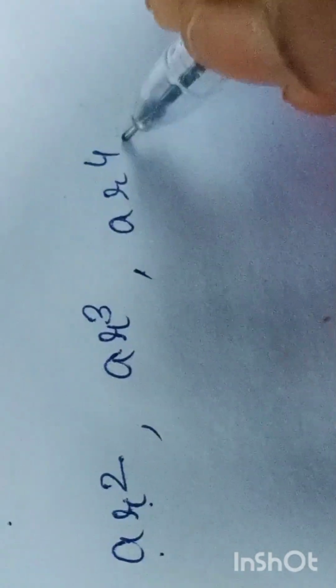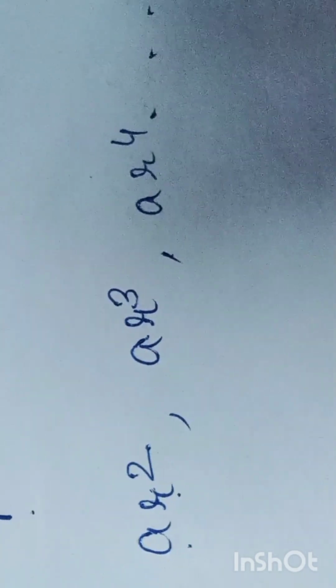the first term, ar is the second term, where r is the common ratio. ar squared, if we square the common ratio and multiply by the first term, we will get the third term of the sequence, ar cube, ar to the power 4, and so on. For the nth term of the series, we can write n minus 1.